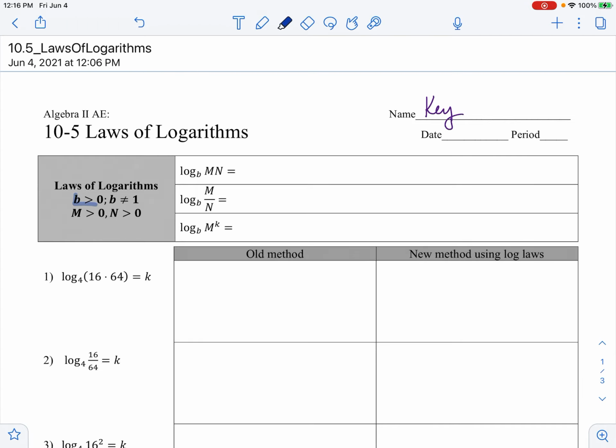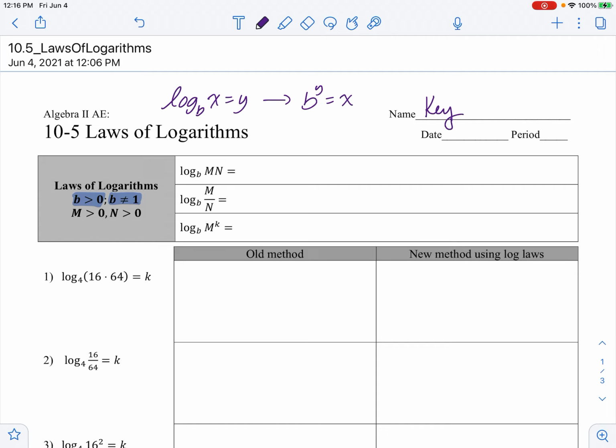Our base, I think we mentioned briefly, but I don't know that I emphasized before. Our base has to be a positive number. We also don't want our base being equal to 1, which hopefully makes sense because if we're thinking about log base b of x equals y being b to the y power equals x, if my base is 1, 1 to any power is always just going to be 1, so that doesn't really make sense to talk about.